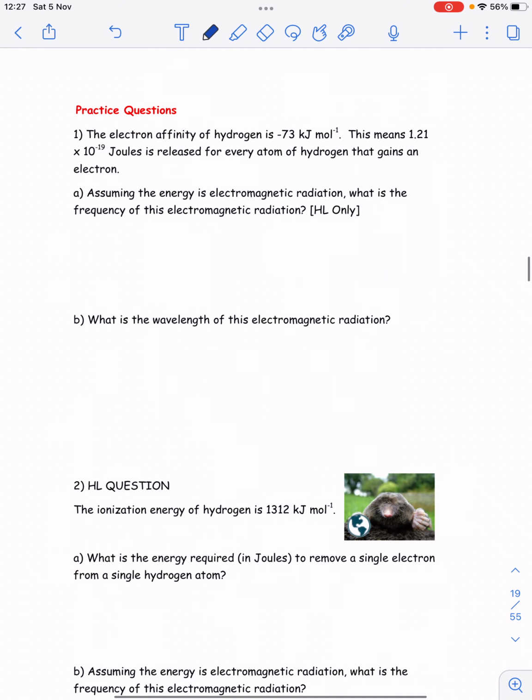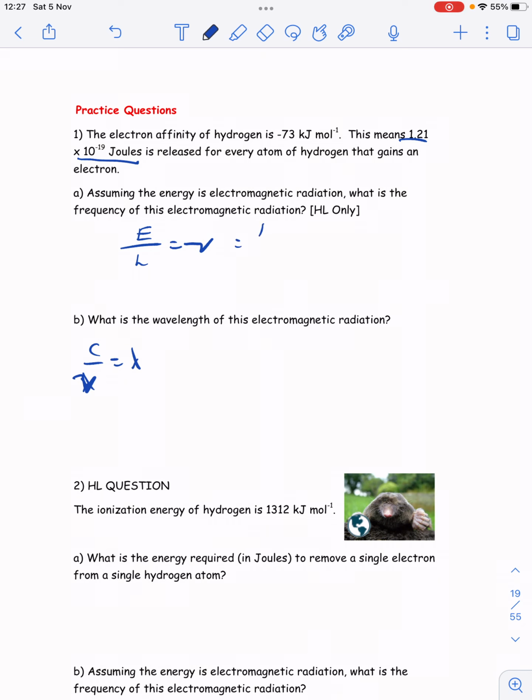Okay, once again, we have an energy amount in joules that is released when every atom of hydrogen gains an electron, so that's the electron affinity. Now we want to turn that into a frequency, so once again E over h is frequency, and then down here it's finding the wavelength. Now you can do this question in the opposite direction. They could start you with a wavelength, you'd have to find the frequency, and then from frequency you could find energy, but we're doing it this way.